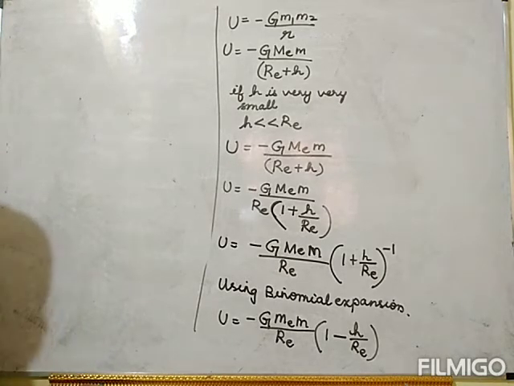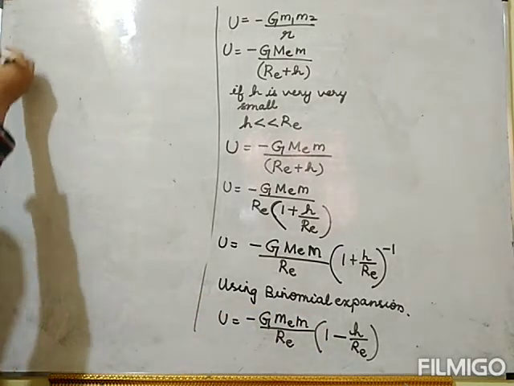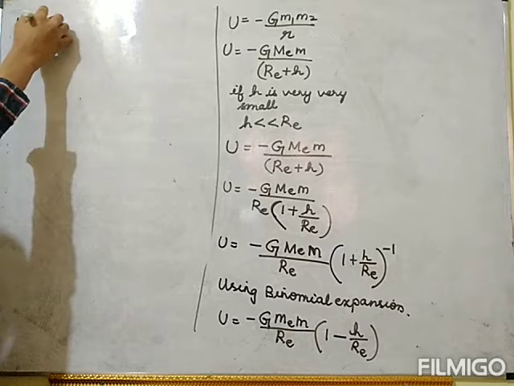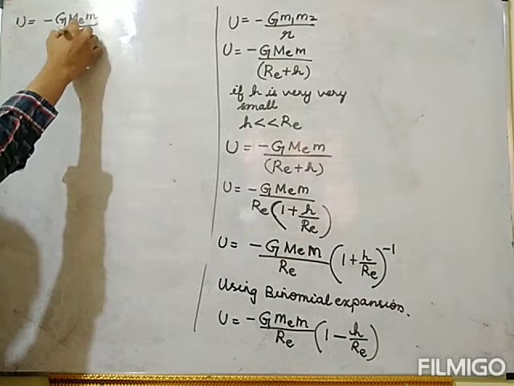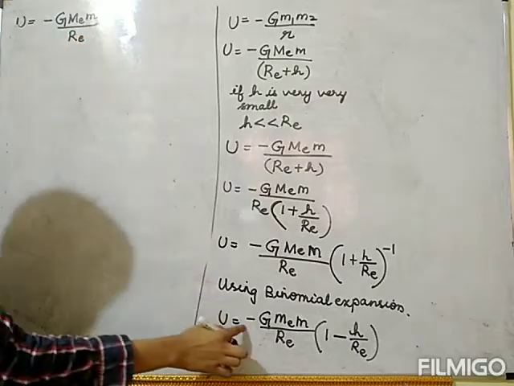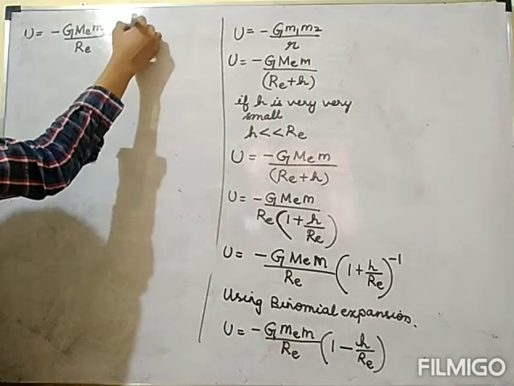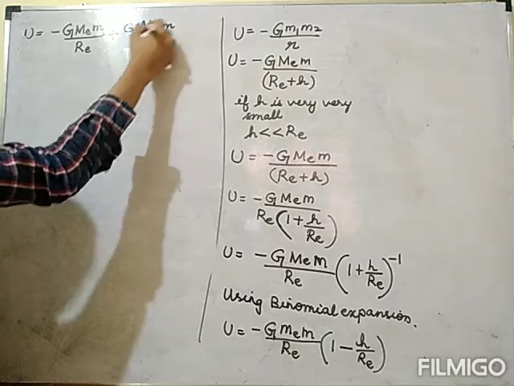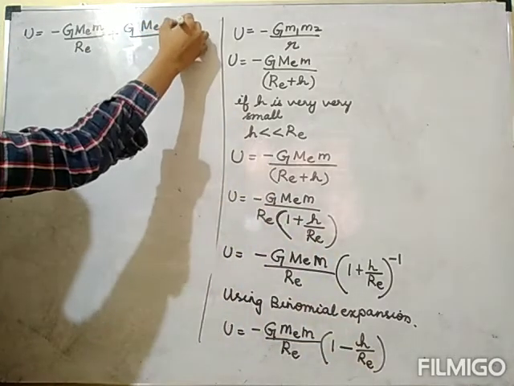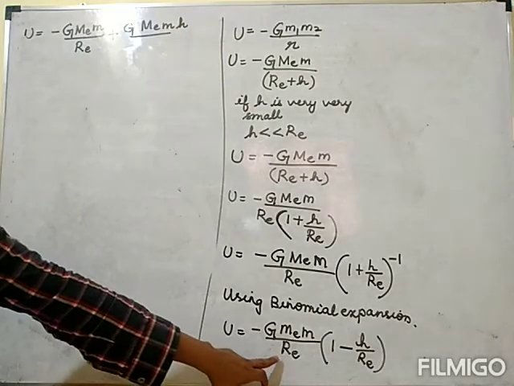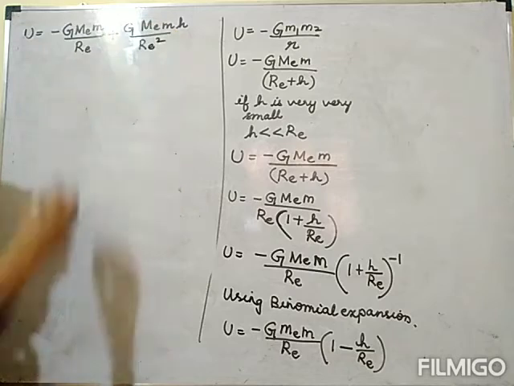So I will multiply this inside. Okay, if I multiply this inside, what I will get? U is equal to minus G Me into M divided by Re, minus into minus plus G Me M divided by Re into H. Correct? I will get Re square, right?